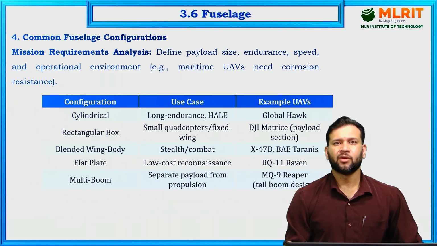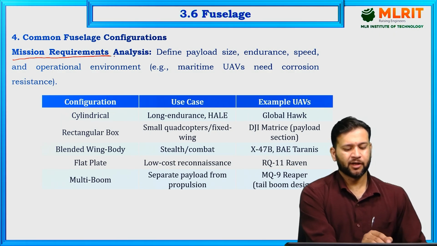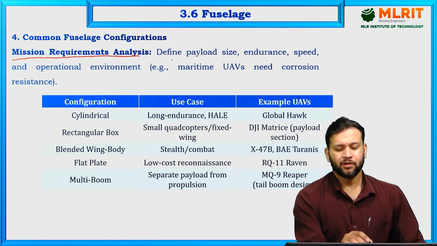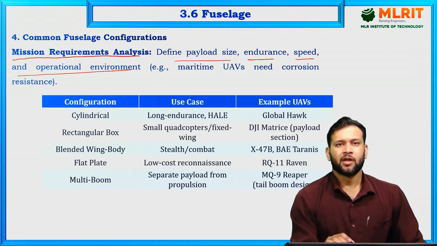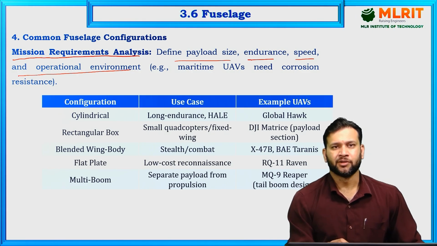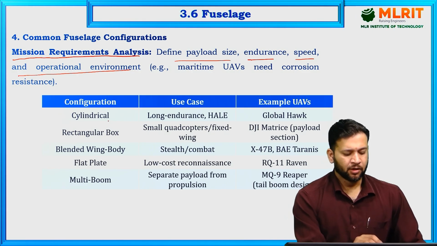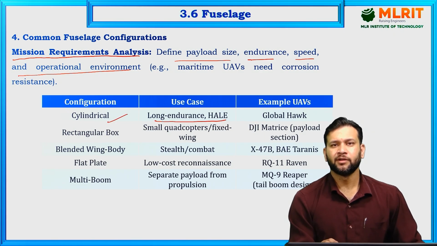The common fuselage configurations, which we generally find in most of the unmanned air vehicles, depend upon the mission requirement analysis. First, we define payload, size, endurance, speed, and operational environment. And depending upon the mission, we choose our configurations. Cylindrical configurations we use for long endurance and high altitude long endurance unmanned air vehicles. For example, Global Hawk. This is an existing unmanned air vehicle.